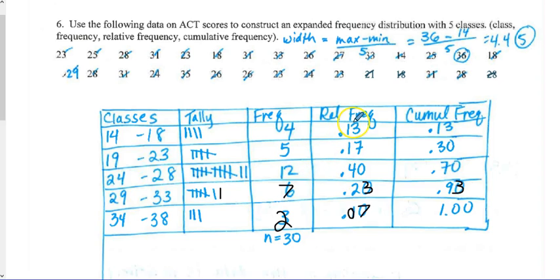That's the relative frequency. The cumulative frequency is you just add as you go down. So this is the first one. It just goes over here. Then we're going to add this to 13%, 0.13, and get 0.30. Then we're going to add 0.40 to 0.30. 0.23 to 0.70, and 0.07. And notice you should end up with 100%.